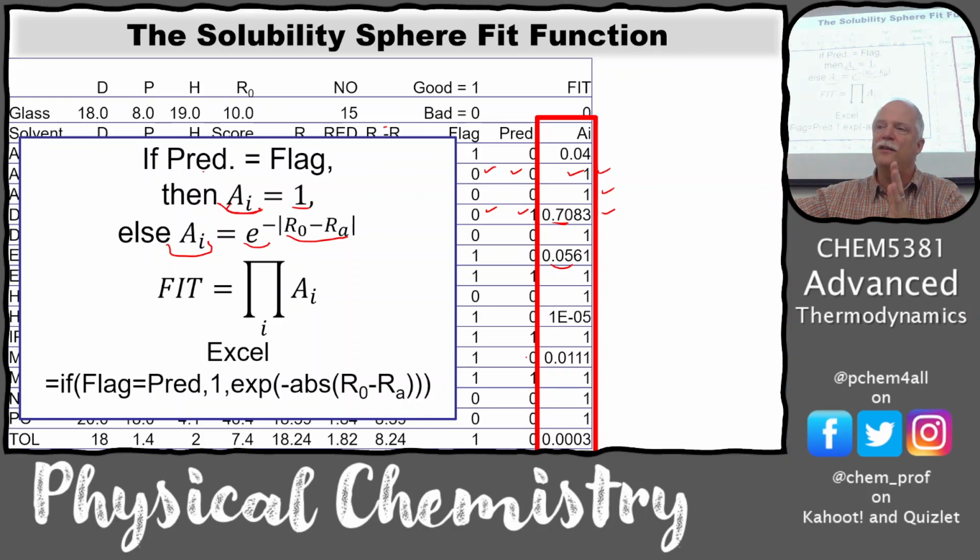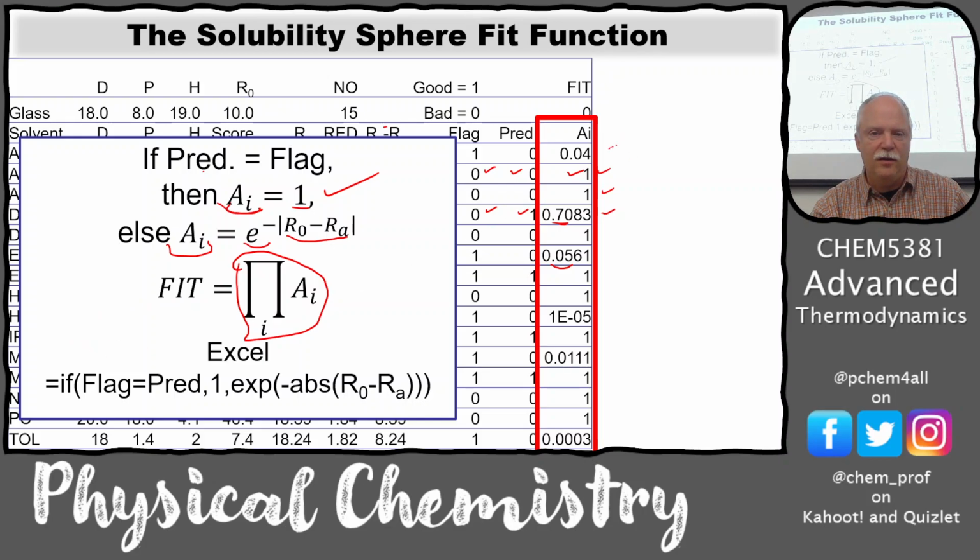If they're all 1s, the result is 1. If they're all 1s and I've got one really bad one, that really bad one is going to cause my fit to be really bad, and it's going to get a lot of emphasis. So this is a way to set this up. The fit is the product of all of these little AIs. If everything's good and the predicted and the flag match, then I get AIs of 1, all of the 1s multiplied by each other, and I get a fit of 1. This is how we do it in Excel.